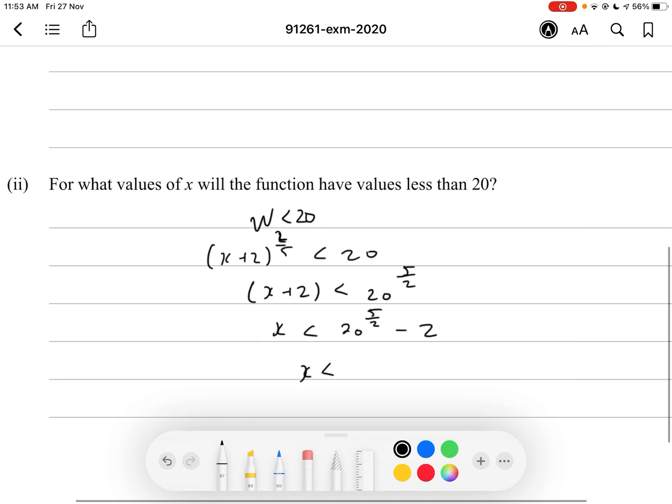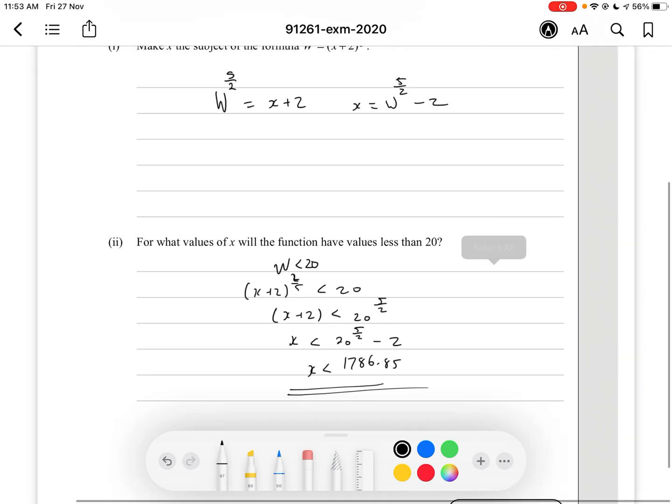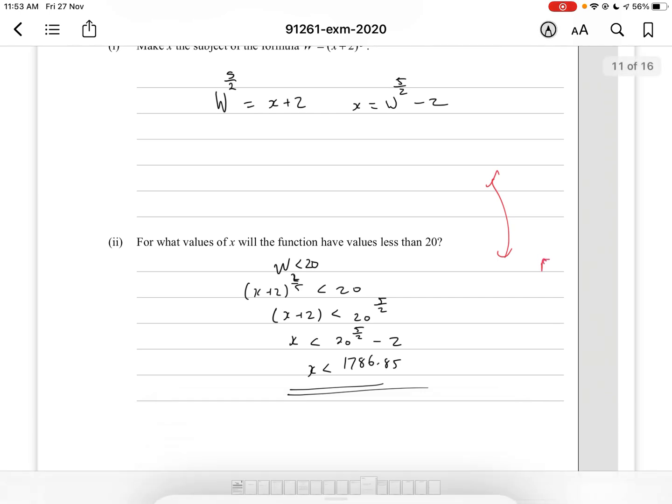So therefore, x is less than 1786.85. Alright, and that should be the final answer for those questions. And these two combined should be a merit, and just one should be an achieved.